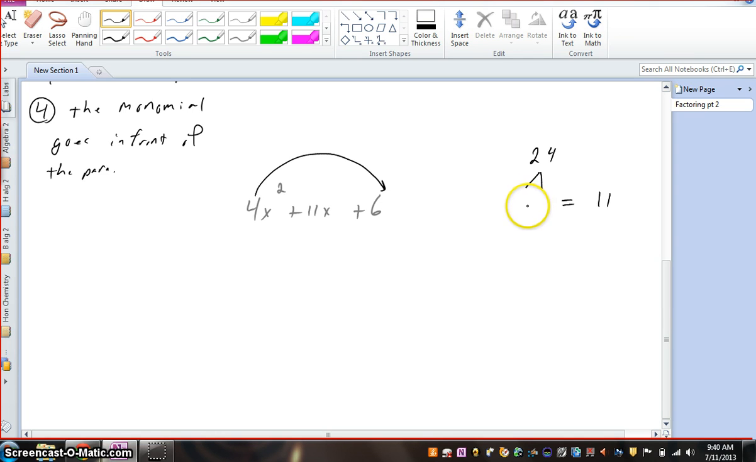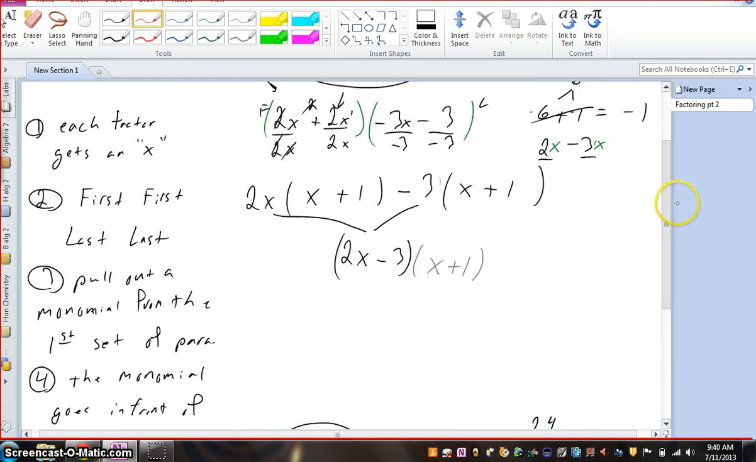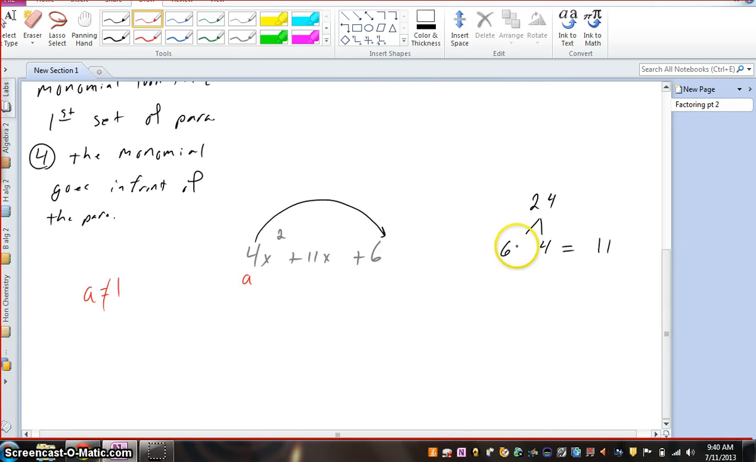Numbers that multiply to give us 24: 6 and 4. Just to remind you, anytime our a is not equal to 1, remember the first thing I told you: each factor gets an x. So even if these don't work, I'm still going to put an x here so you can keep seeing it happen. Now 6 times 4 is 24, but 6 plus 4 is not 11, it's 10. So just scratch those out.